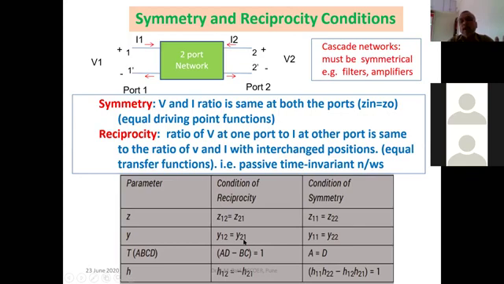If Y12 is equal to Y21, it is a reciprocal network. If AD minus BC results in 1, then it is a reciprocal network. If H12 is equal to minus H21, then it is a reciprocal network, or otherwise it is not reciprocal. And it is symmetric if these conditions match, otherwise it is not symmetric. Okay, so you may be asked to solve a numerical, and based on the values of these parameters, you have to find the values of the parameters, either Z, ABCD, Y, H parameters, and from these values you have to conclude whether it is a symmetric network or a reciprocal network. I hope you will be able to comment on the network.